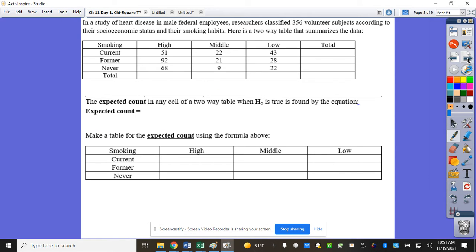Alright, so to find our expected count, which you would have dealt with already if you were in biology, how do you find expected counts? Anybody from biology remember that? Alright, so up here, I left you space for totals. Let's do that really quick without wasting too much time.